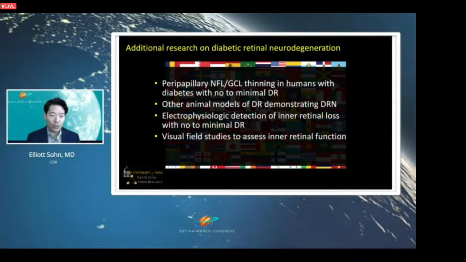Now, other people have also looked at other things like electrophysiologic changes. And if you look at certain things like pattern ERG, which is more selective for looking at ganglion cells, you do see dysfunction of that in patients with no to minimal diabetic retinopathy. And there are visual field studies underway to really try to assess the inner retinal function. But there are many people worldwide who've done this.